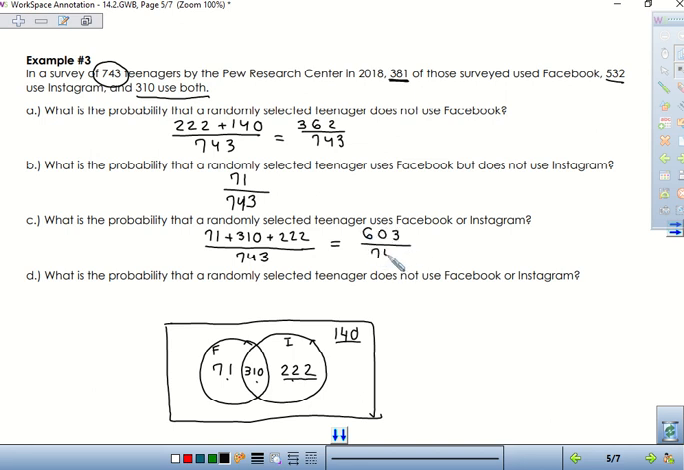Make sense? And then lastly, what is the probability that a randomly selected teenager does not use either? How many do we have of those? 140.